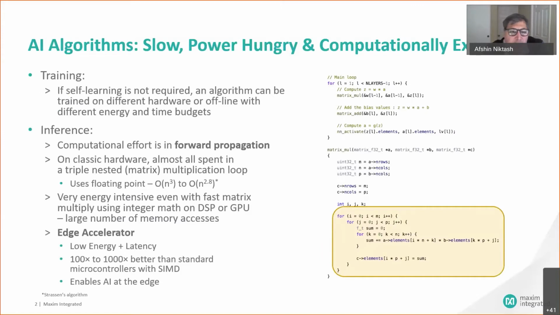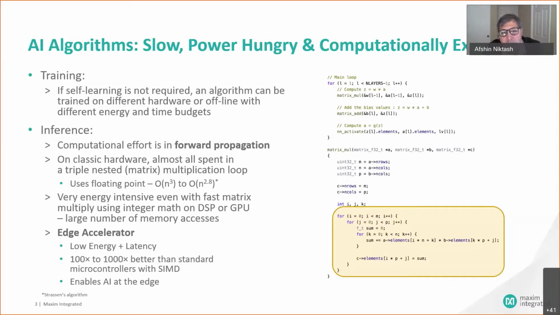So generally, AI algorithms are slow, pretty much power hungry, and there are a lot of computations involved. So for edge applications, we can offload the training to different hardware and make the processing offline. So we may not need to be worried about the power itself if the self-training is not in the picture. However, we cannot get away from inferences.